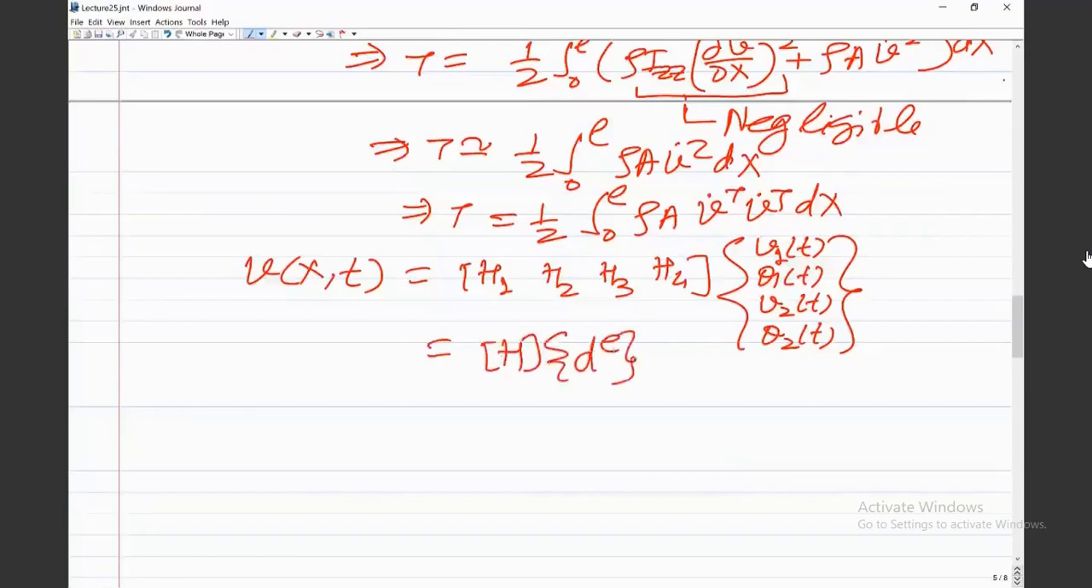Sir, while replacing v dot square, why are we taking v dot transpose 2 times? Oh, no, I'm sorry. Yeah, this is only one. Yes, sir. This is v dot transpose into v dot. Yes, sir.